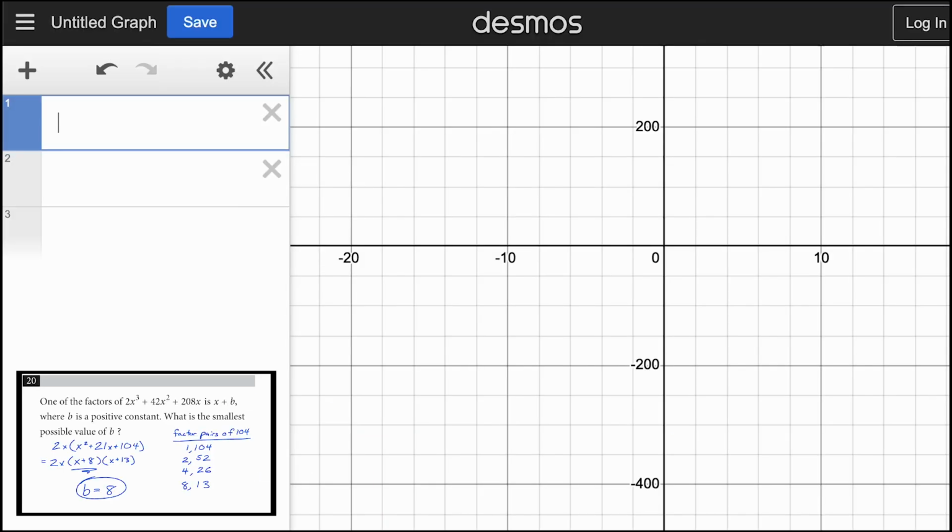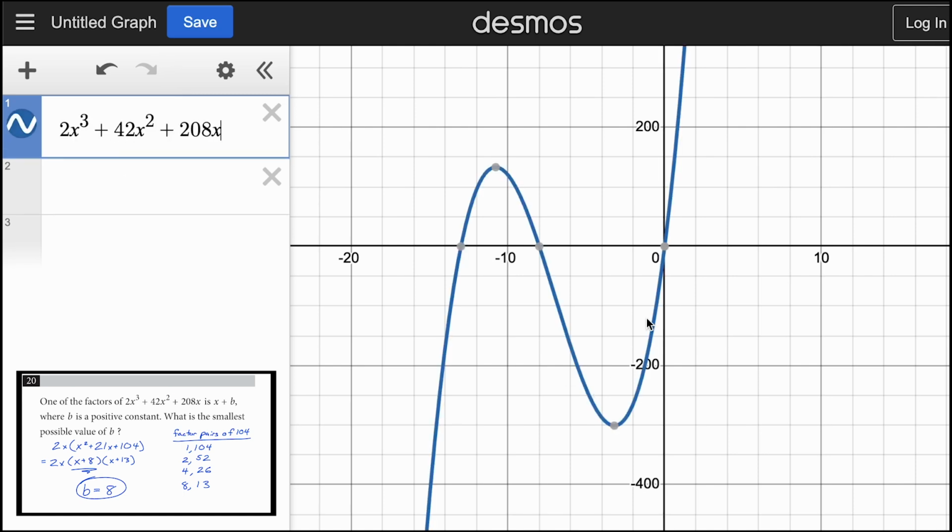My guess is that you didn't love that factoring process, so you'll be happy to know that Desmos would have been a lot faster. Notice that if we simply type this equation into Desmos, we end up with the roots -13 and -8, which means the polynomial has factors of x plus 13 and x plus 8.